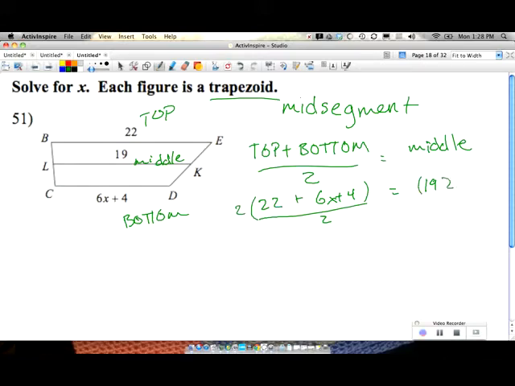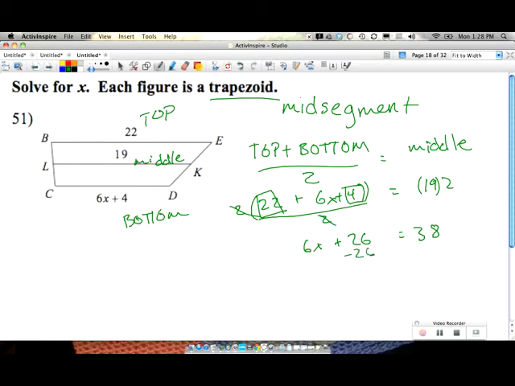Well, I got a fraction here. I'm going to get rid of this 2 first. So let's start with that. 19 times 2 on the right side is going to give me 38. And if I simplify this left side, 22 and 4 will add up to make 26. So you got 22 and 4. That makes 26. And we got 6x added onto that.